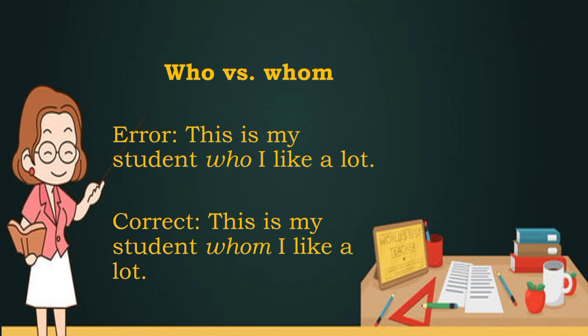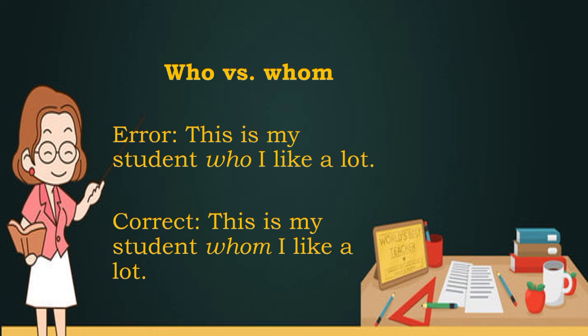Second to the last common grammatical error, we have who versus whom. Who functions as a subject, when the word is performing the action, while whom functions as an object, when the word is receiving the action. For example, this is my student who I like a lot.